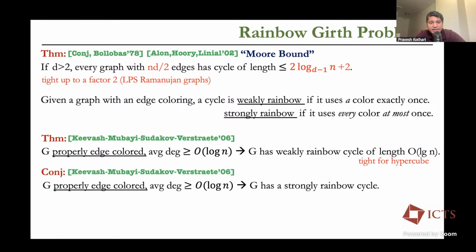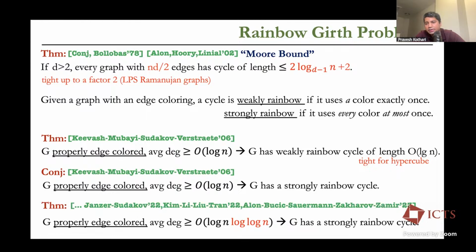Now in the same paper they actually conjectured that at the same density, in fact there must be a strongly rainbow cycle, not just a weakly rainbow cycle. And like I said, there's been a lot of work on this question for the last 20-ish years, including various intermediate progress.